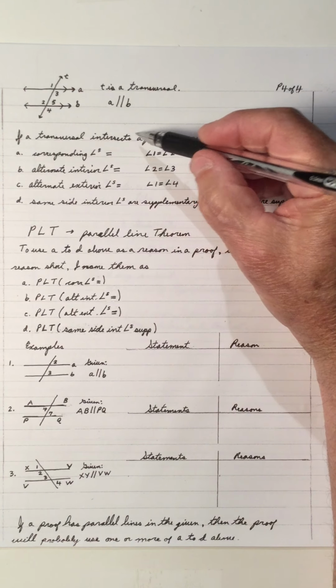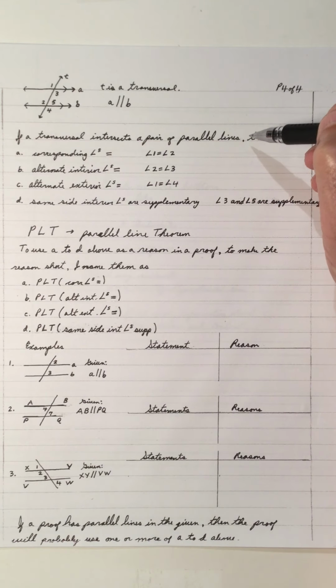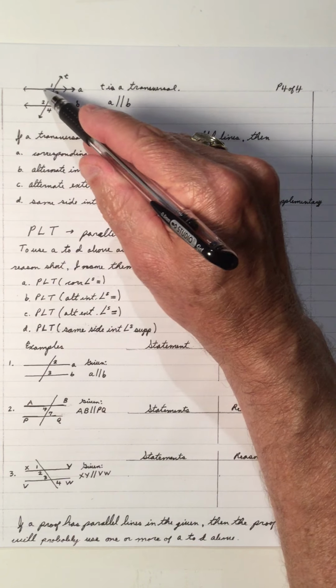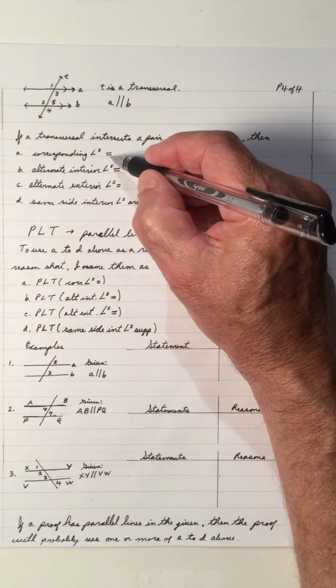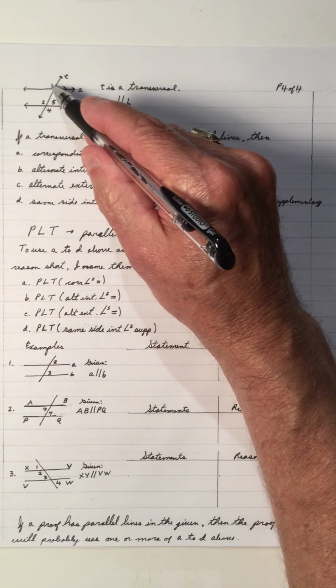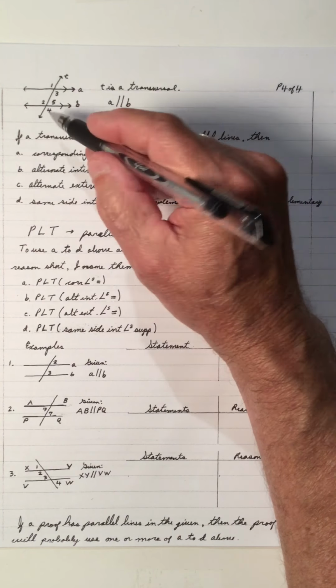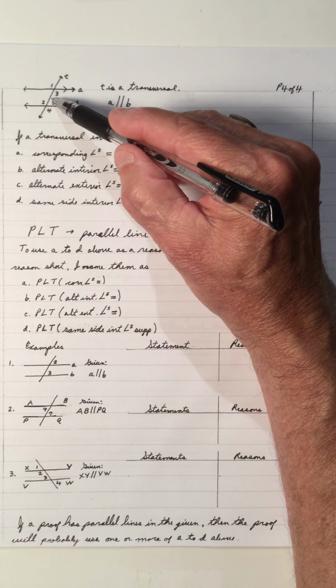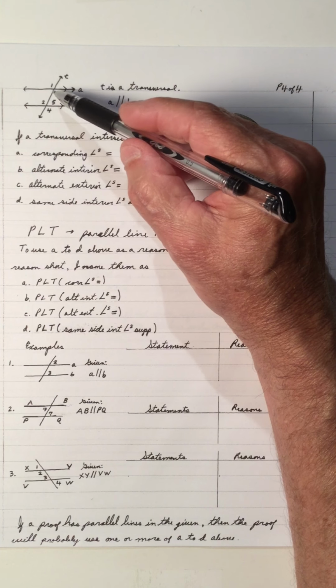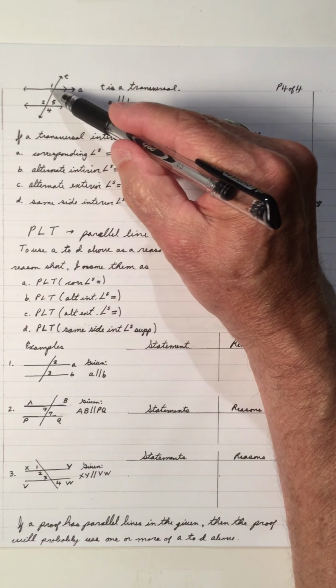If a transversal intersects a pair of parallel lines, so if this transversal intersects these two parallel lines, then the corresponding angles are equal. 1 is equal to 2. Also, the alternate interior angles are equal. 2 is equal to 3. Also, the alternate exterior angles: 1 is equal to 4.